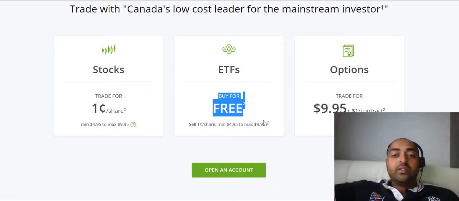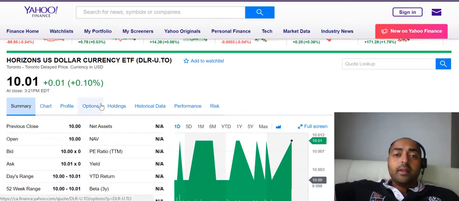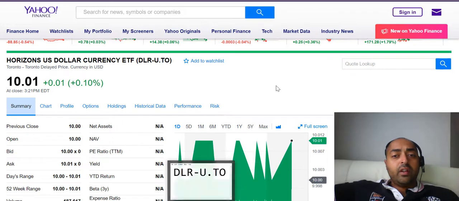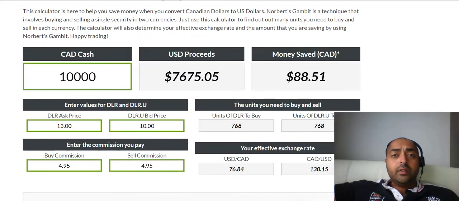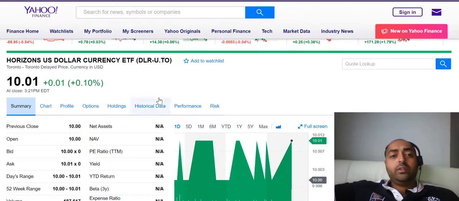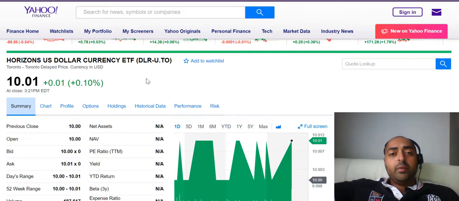So at least you save an additional $5 by making this trade. But when you sell the ETF, so when you sell the DLR-U, you're going to pay $5. So actually, for our $1,000 example, we saved 7 US dollars. So with the fee of selling the DLR-U, we end up saving $2. So it might not be worth it if it's a small amount. Because remember, Questrade only charges 1.5% to convert from US to Canadian.